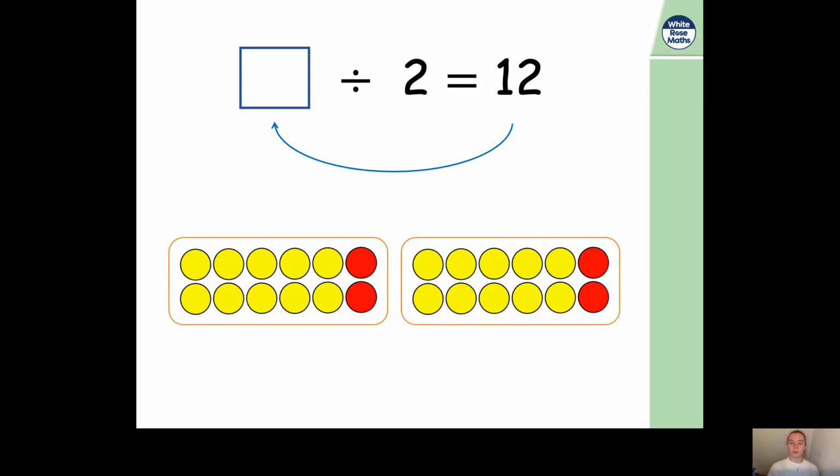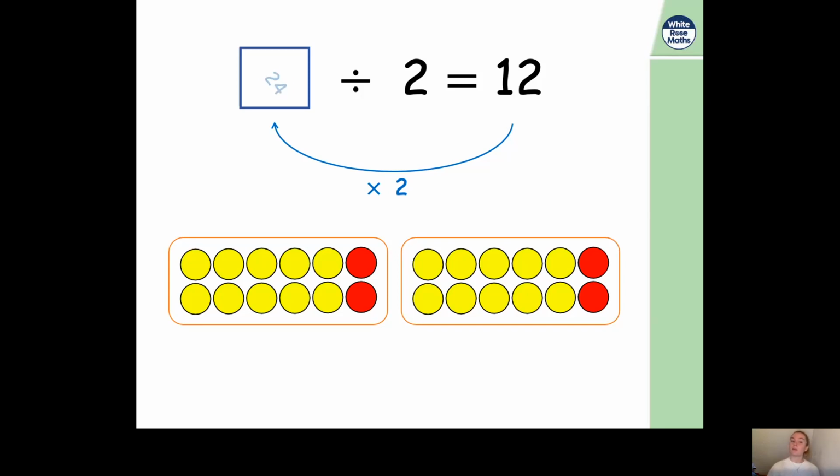You can also use the multiplication method. So we've divided the first number by 2 to give us 12. So we can do it the other way around. So 12 multiplied by 2, which is going to give us the first number. What's 12 multiplied by 2? Shall we count up together in steps of 2? Are you ready? 2, 4, 6, 8, 10, 12, 14, 16, 18, 20, 22, 24.